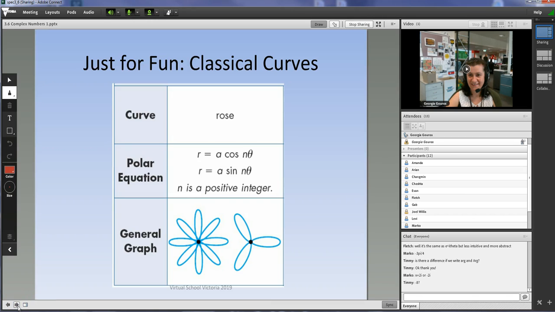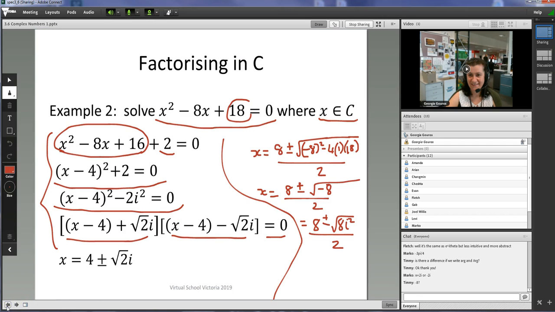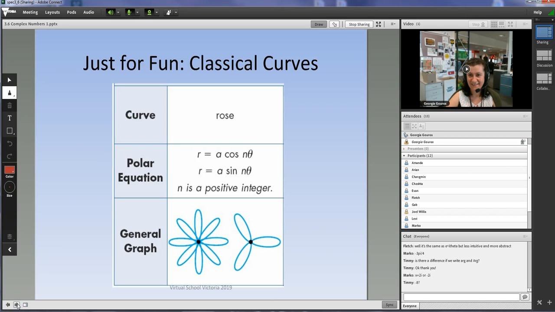We're going to do more factorization in the complex numbers next week. So this is basically the end of the lesson. But I just wanted to show you some fun things you can do with polar form numbers. And this bit's just for fun. It's not going to be on the SAC or the exam. It's just mucking around.